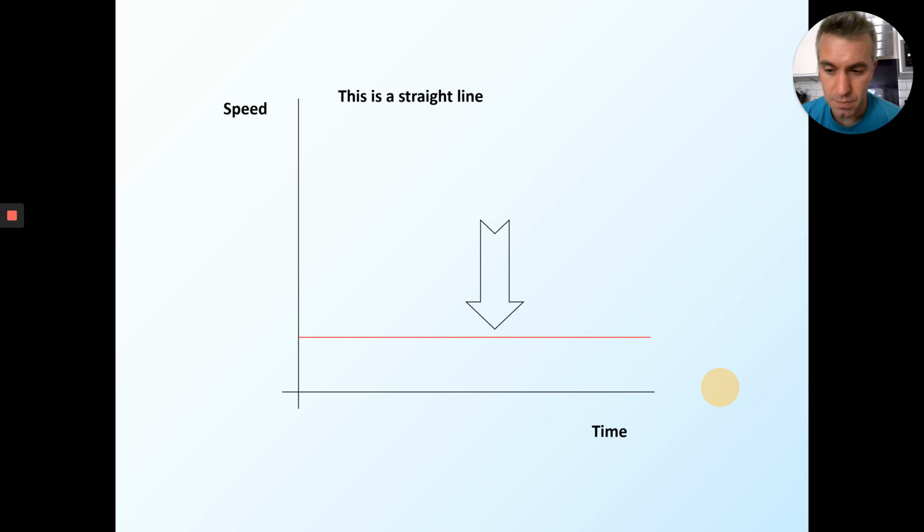Okay, so what does a straight line mean on a speed time graph? On a distance time graph, a straight line meant that the object wasn't moving, it was in the same place. But this one is saying, if this is, say, 5, at time 1, it's going at 5 meters per second. At time 2, it's still going at 5 meters per second. 3, 5 meters per second, 4, 5 meters per second. So actually, whatever's happening across this whole time, it's just going at 5 meters per second, for example.